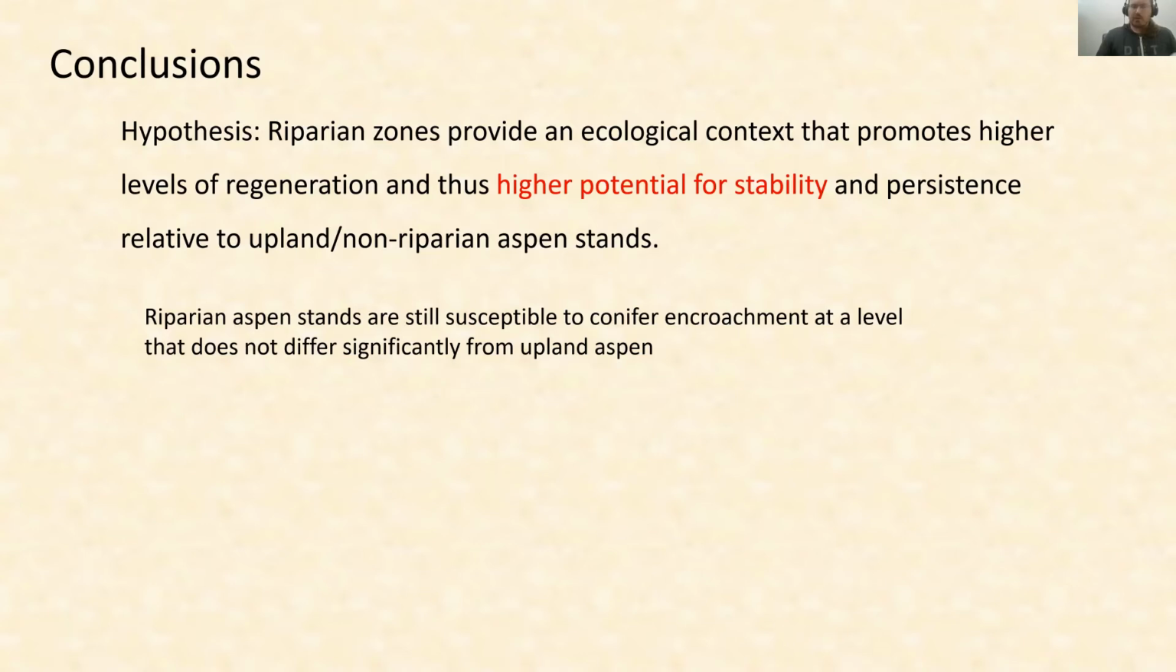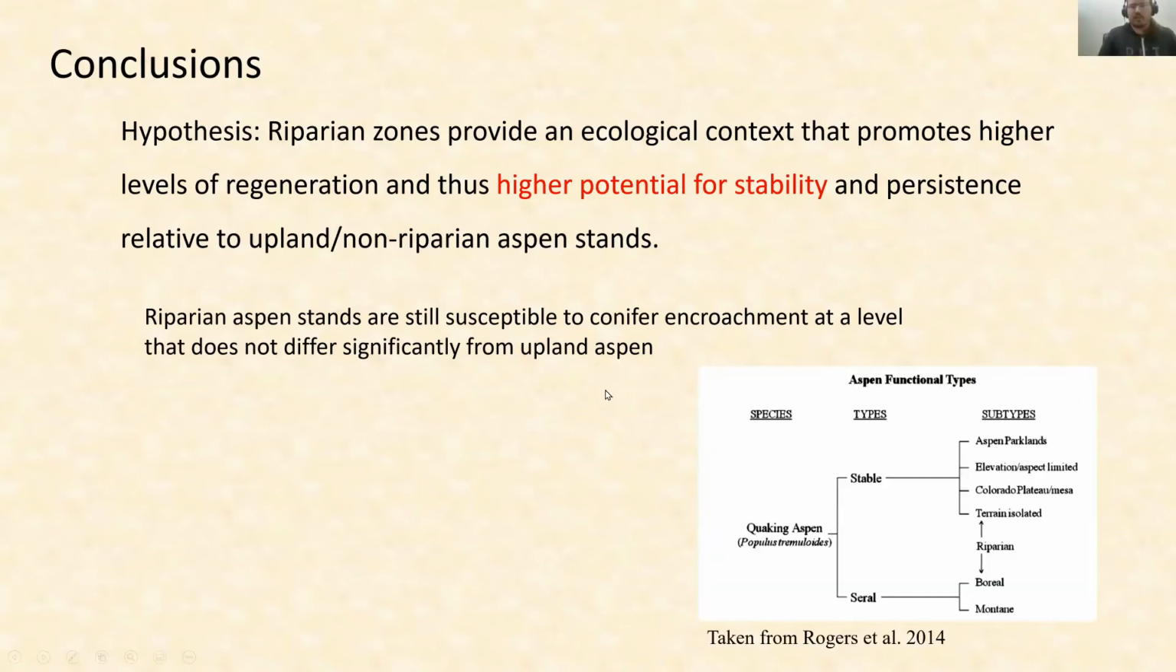in the riparian zone. So based on what we wanted to discuss on moisture stress and regeneration, it does seem that riparian zones have a little bit better competitive edge when it comes to future stressors of increased temperatures and drought. And this makes sense, taken from an earlier study from Paul Rogers et al. in 2014, based on a Shinneman structure model of functional groups for aspen.